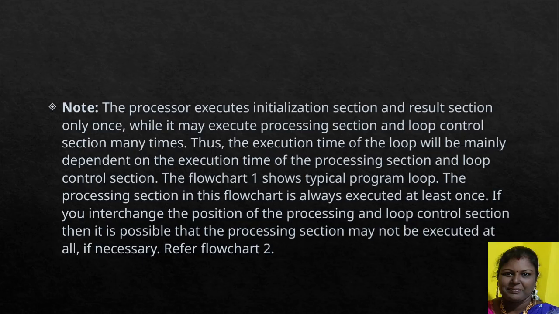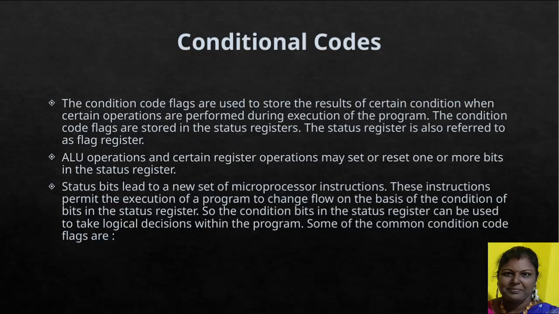When a program runs, certain operations produce results that need to be tracked. That's where condition code flags come in. These flags live in the status register, sometimes called the flag register. After arithmetic or register operations, specific bits in this register get set or cleared. These bits aren't just passive, they enable the processor to make decisions. By checking these flags, the program can change its flow, taking different paths depending on the conditions it encounters. This is how logical decisions happen at the hardware level.